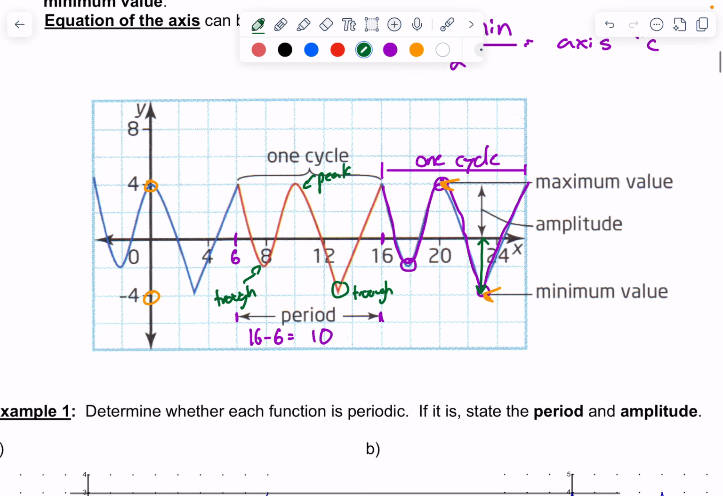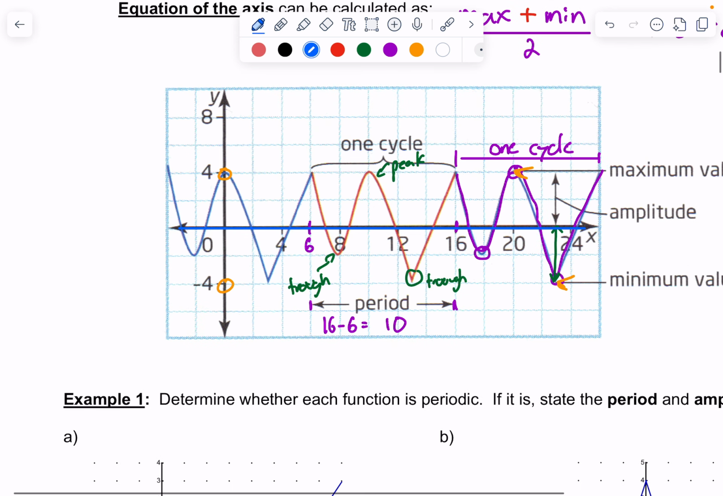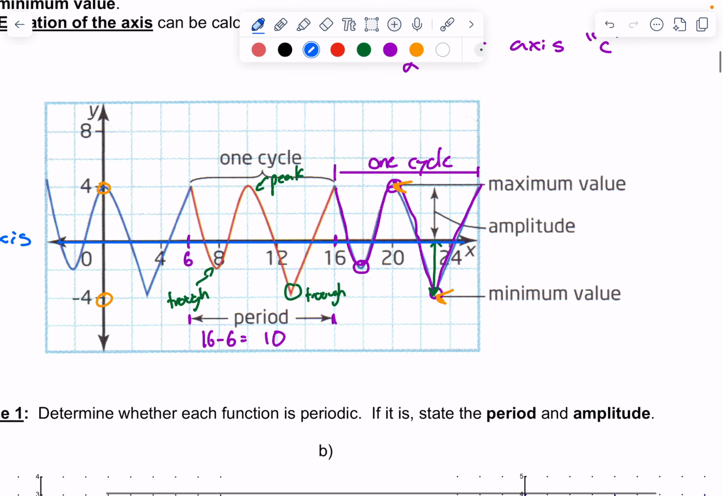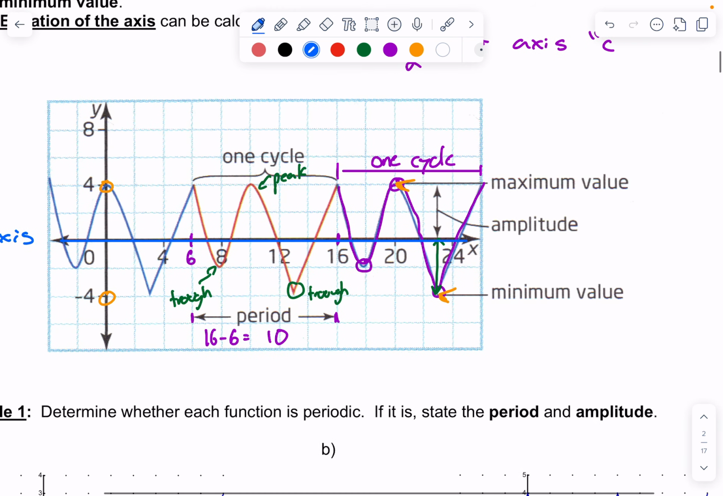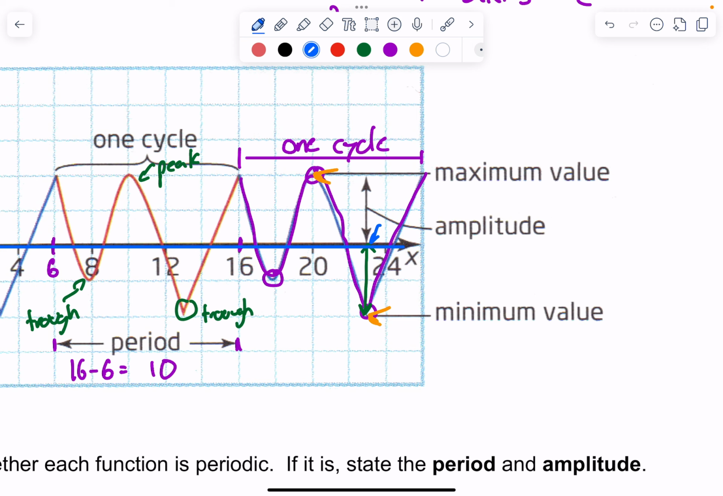And then notice you have this line right here, this black line with an arrowhead on it. Well, that is your axis. It's halfway between your max and your min. And another way to think of the amplitude is the distance from your axis to your max, or vice versa, your axis to your min, okay? So the amplitude is always touching the axis and going up to either the max or the min.